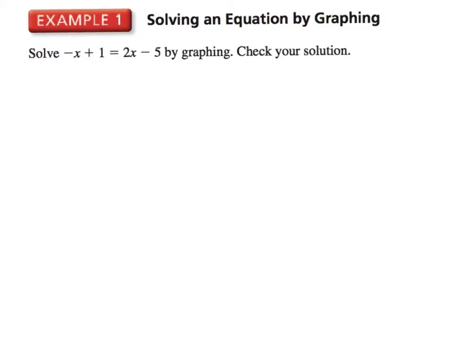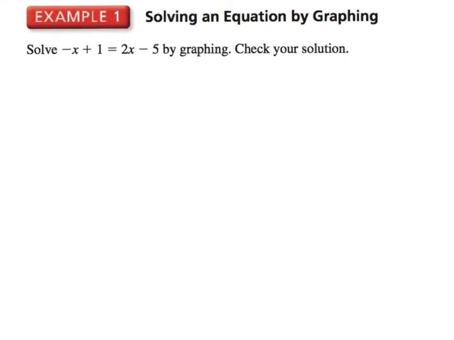So in example 1, negative x plus 1 equals 2x minus 5. Now once again, you can add x to both sides. 3x minus 5. Add 5, get 6 equals 3x. And get x equals 2. That absolutely will work. But I'm just giving you yet another tool.